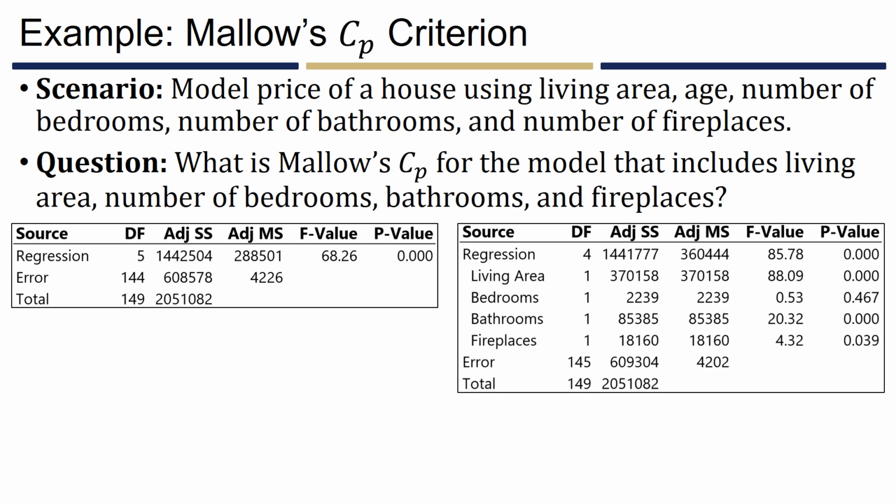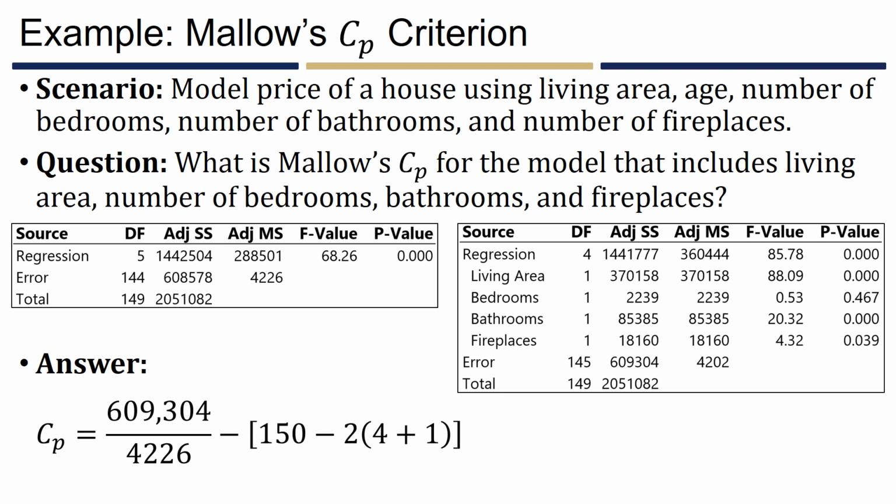If, on the other hand, we want to include two additional predictors, number of bedrooms and number of fireplaces as well, we're going to keep the same maximum model. So the output on the left is still the same, but we're going to have to run a new reduced model. We're going to run the model that has all four of these predictors of interest. In this case, we're going to have a new sums of squares due to the error for the reduced model, 609,304. But the MSE for the full model is going to stay the same, 4,226.